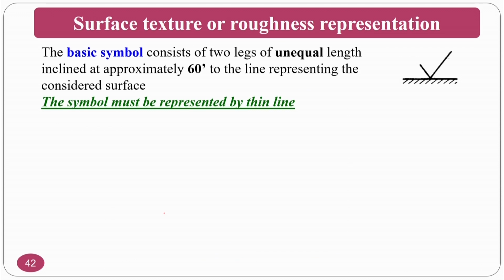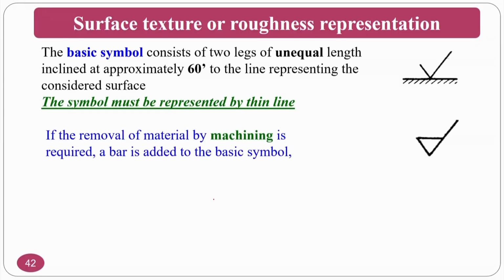Now, how to represent them? We know what the lay patterns are, whether parallel, perpendicular, circular, crosshatch, multi-directional, or radial. These are the surface patterns. Now, how do I have to represent them in the form of symbols? The basic symbol consists of two legs of unequal length, at 60 degrees, and the symbol must be represented by a thin line.